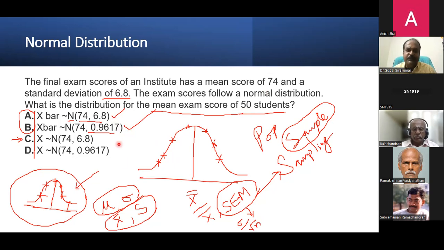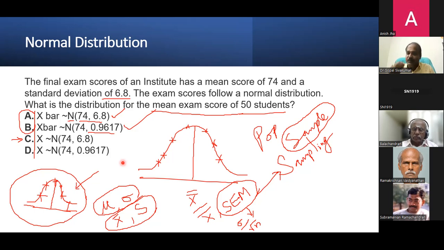What are the three distributions we spoke about right now? Population distribution, sample distribution, and sampling distribution. What is the name of the population mean and standard deviation? The mean and standard deviation of the population are generally called population parameters. And the mean and standard deviation of the sample are generally called sample statistics. Then for the sampling distribution, the standard deviation is known as the standard error of the mean.